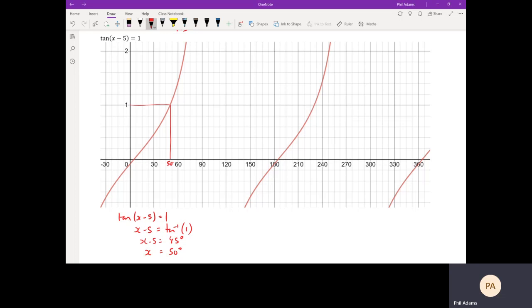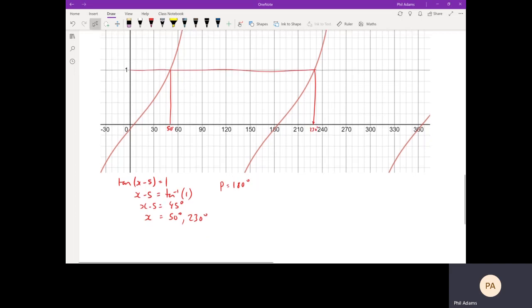Now this repeats, tan repeats every 180 degrees. So remember, it has a period of 180 degrees. So that means the next one will probably be at 230. So let's verify that. If we come across here and come down, you can see there we are at 230 degrees. So again, 50 is our principal solution because it's the lowest positive value, and then we're using our knowledge of these graphs to work out multiple ones.